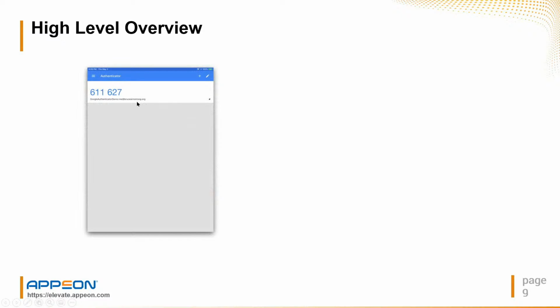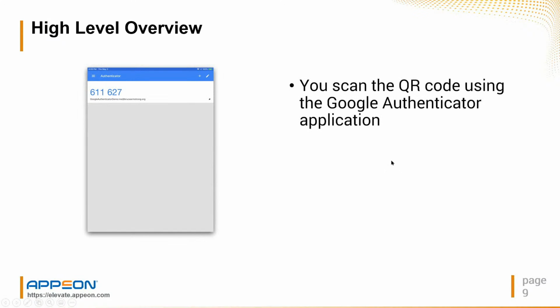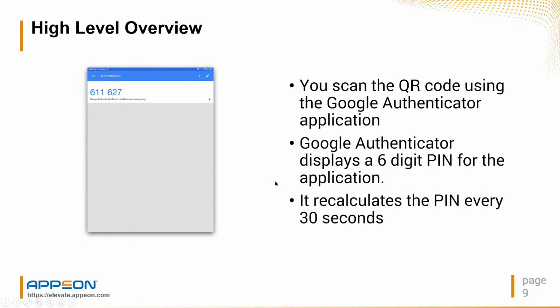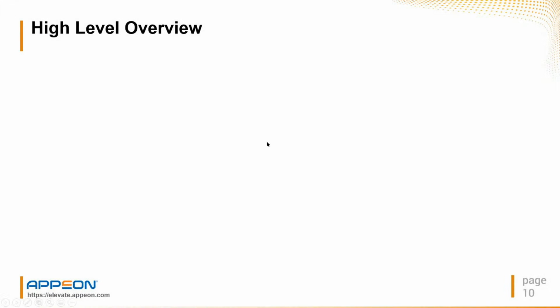So this is an example of what Google Authenticator looks like, with a 6-digit PIN value shown. As I said, it's recalculated every 30 seconds. As you're approaching the end of the 30 seconds, this number will turn red and start flashing, letting you know you're approaching the end of the 30-second interval, and then it will generate a new PIN value. Okay, that's how that works.